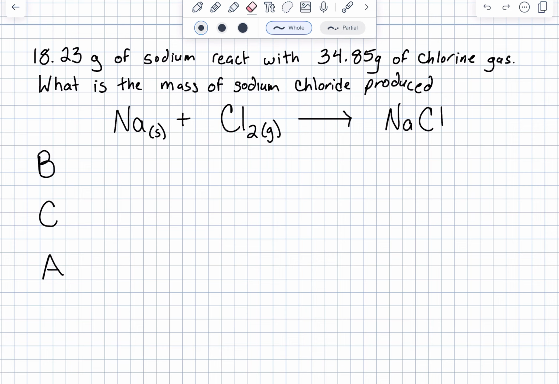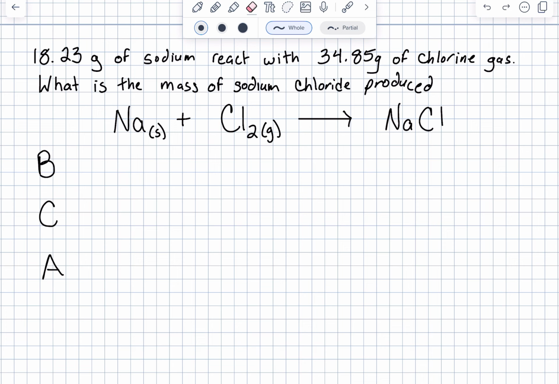Well, in this case, this is going to be more of a real-world scenario. In the real world, I'm not going to measure moles, I'm going to measure grams on a scale. And so maybe I have a certain amount of reactants and I want to make as much product as possible. So I want to know, with my 18.23 grams of sodium and 34.85 grams of chlorine, how much salt can I make? Well, one of these is going to run out first, and I need to figure out which. So I'm going to do my BCA chart.